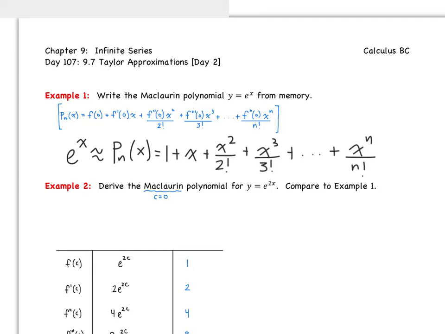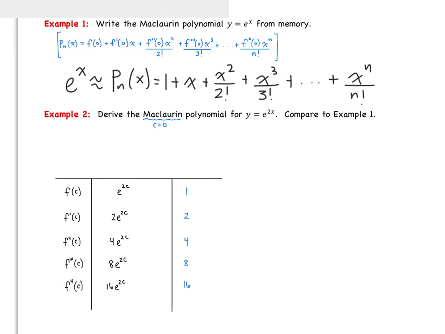All right, so the next example is we want to derive the Maclaurin polynomial for y equals e to the 2x. And then we're going to compare it to this one up above and see what we notice. Okay, so remember, Maclaurin is centered at c equals 0, and we have that formula right up above. So we're going to create our table and go through the fourth derivative. If f of c is e to the 2c, then we evaluate that when c equals 0, and we get 1.